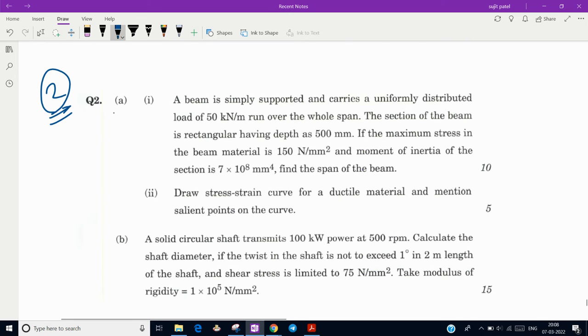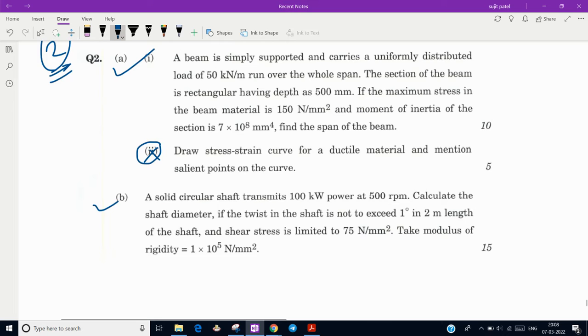So today I'm going to solve question 2A1 and B. This question I'm not going to solve: the stress-strain curve for ductile material and mentioning salient points of the curve. We have been solving this question since our first year of engineering, so we know how to write it. Stress-strain diagram for mild steel, I'm not going to solve because we know the solution already.